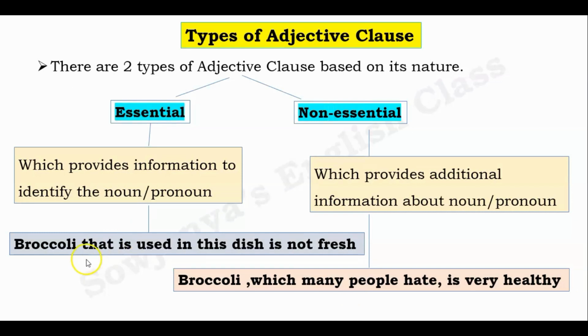If you observe these two examples: essential clause, broccoli that is used in this dish, not broccoli in general. But here, broccoli in general, in this second example, broccoli is very healthy in general. So those are essential and non-essential types of adjective clause.